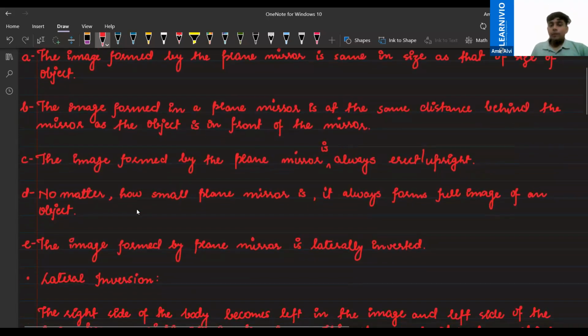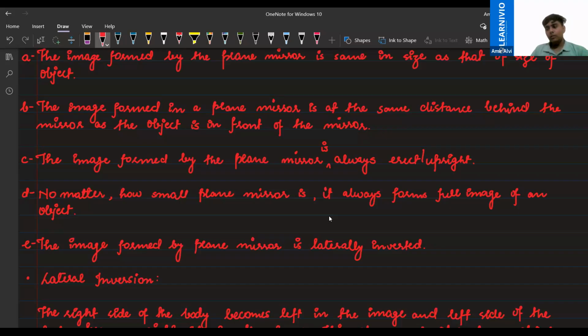So the image formed by the plane mirror is laterally inverted. That means your right appears left in the mirror, and your left appears right. That property of the plane mirror is called lateral inversion. So that is the thing I was talking about in the first.